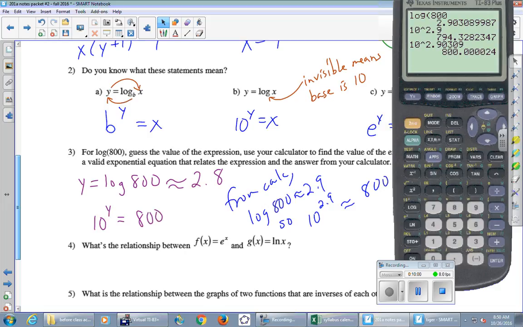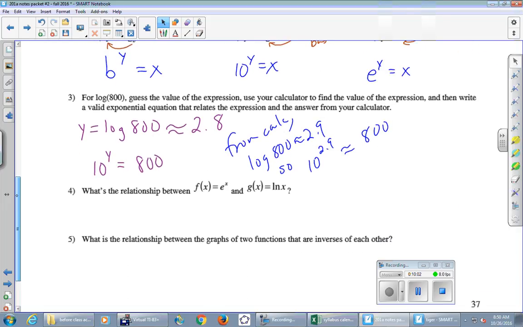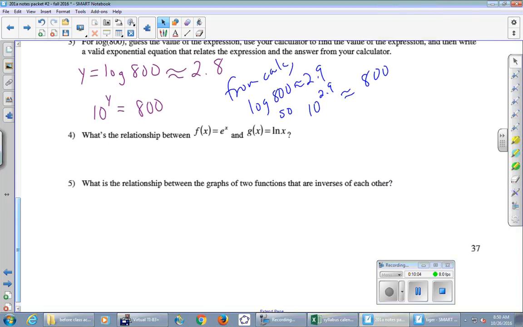Okay, moving on to number 4, asks us for the relationship between the two functions e to the x and ln of x. What are they called with respect to each other? They're inverses. Right? These two functions are inverses of each other. They're exactly opposite of each other. They undo each other. So that's our answer here. These are inverses.